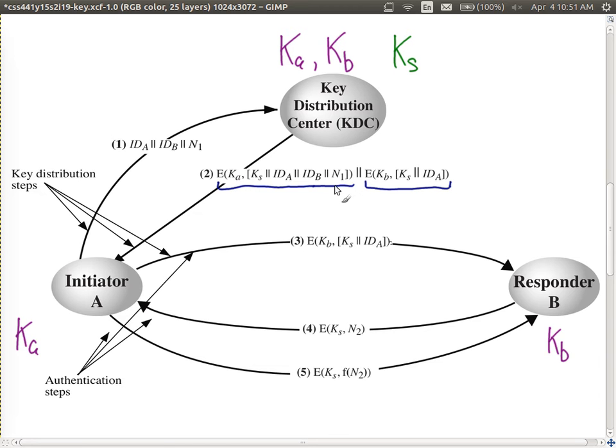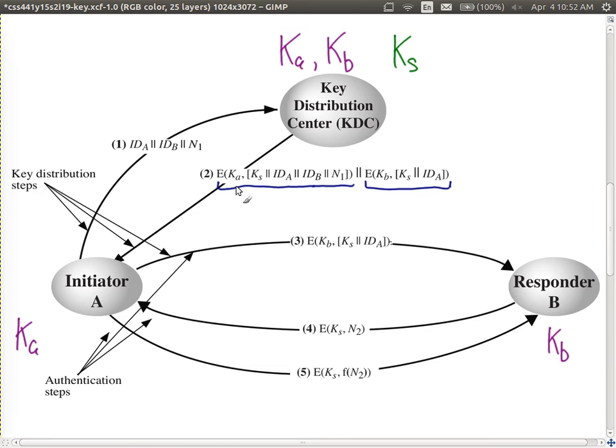Let's say N1 was a random number that A generated. It will be included in the response so A can connect this message received with the one it just sent. And it confirms that this session key is for use between A and B only. And this session key, of course, we cannot send in the clear. It must be encrypted. And the KDC encrypts all of this with KA. So that's the first part of the response.